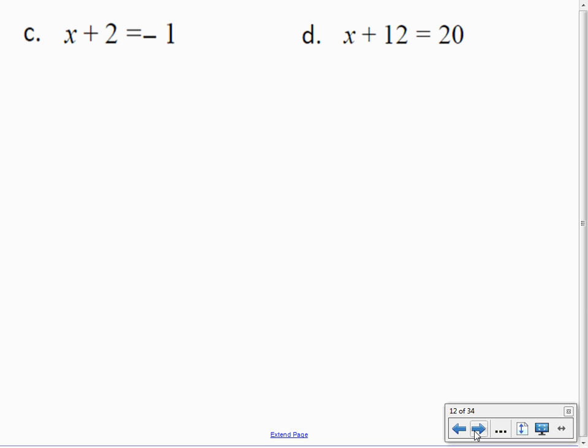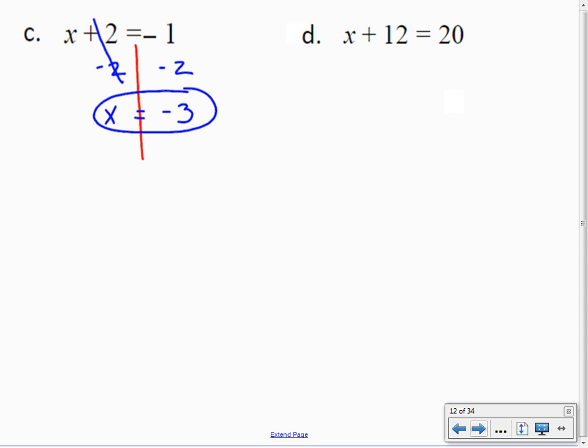All right, in example C, we want to get x by itself. We have a plus 2, so we need to subtract 2 from each side to get x by itself. The plus 2 and minus 2 cancel each other out, leaving us with just x on the left side. Negative 1 minus 2 gives us negative 3, which is our solution.